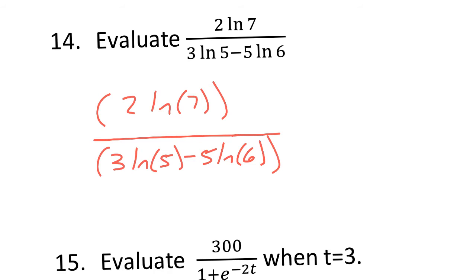2 natural log of 7 divided by 3 natural log of 5 minus 5 natural log of 6. And the answer to about 3 decimal places would be negative 0.942.